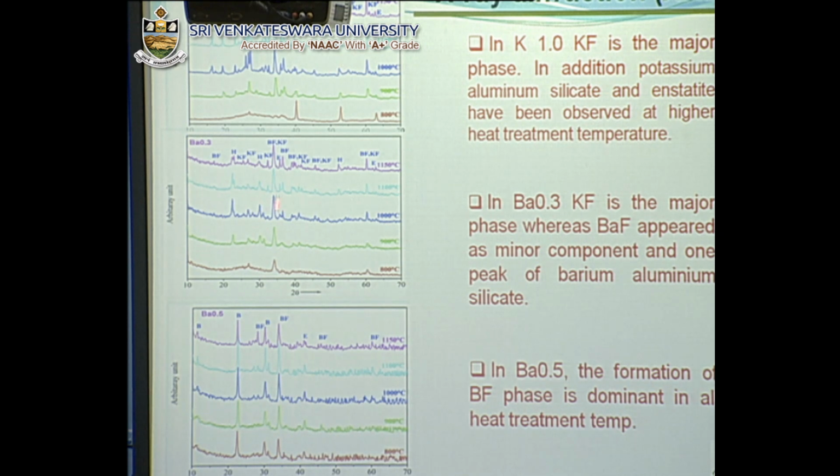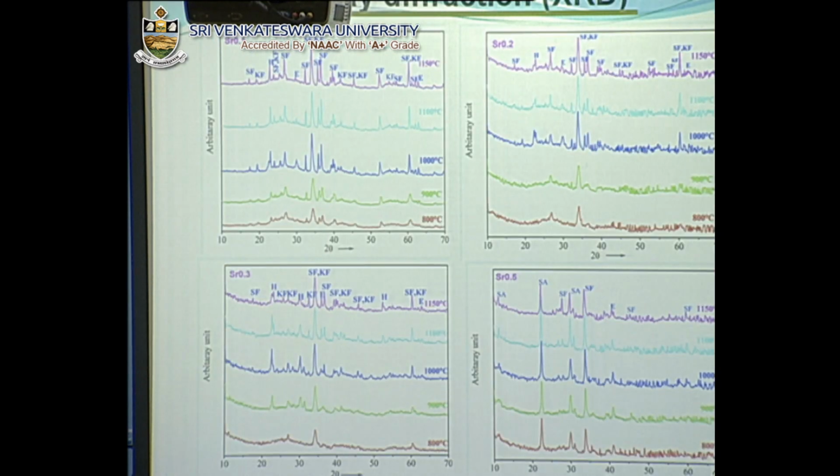But for 0.3, two crystal phases appeared initially: one is potassium fluorphlogite, which is the major crystal phase, and the other is barium fluorphlogite, which is the minor phase. This is similar for the strontium glass batches.